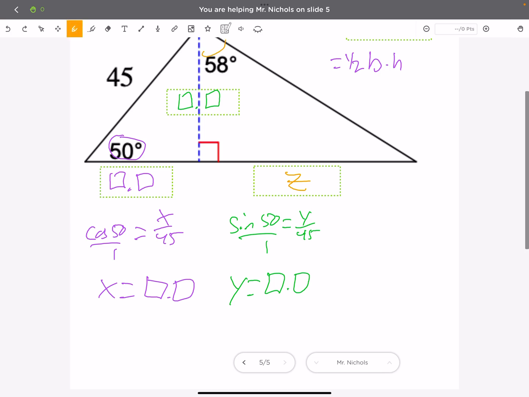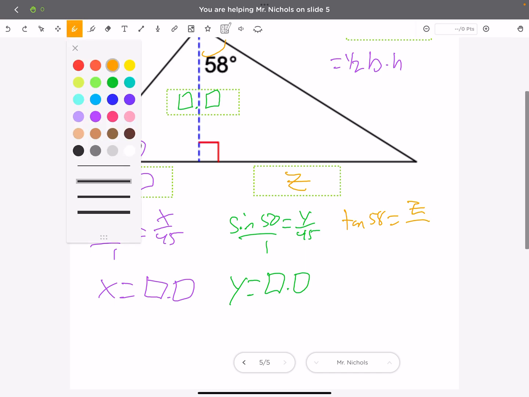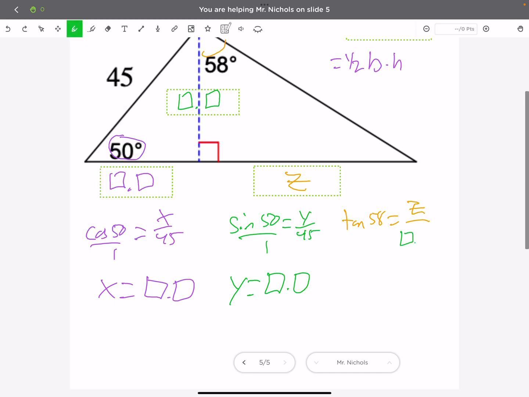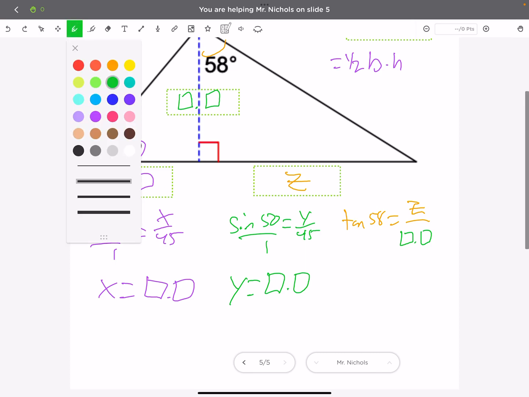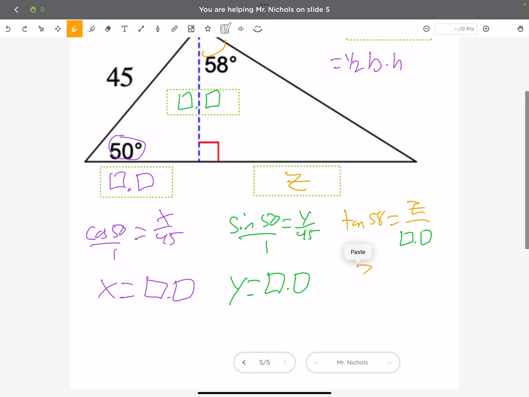Now we're working from angle 58. Z is the opposite side. Our height here that we found in green, our Y, is the adjacent. So we're using tangent of 58. So tangent of 58 is equal to Z over whatever rounded value you found for Y, like this. Then you rearrange and you should get Z is equal to some value like this.